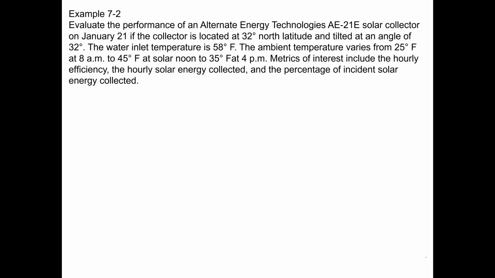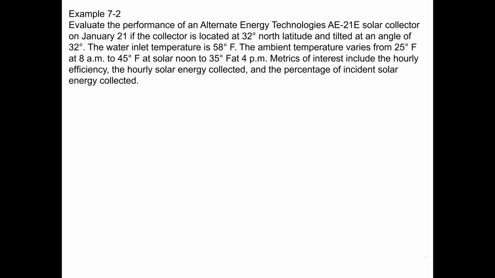It's written to evaluate the performance of an Alternate Energy Technologies AE21E solar collector on January 21st if the collector is located at 32 degrees north latitude and tilted at an angle of 32 degrees. The water inlet temperature is 58 Fahrenheit. The ambient temperature varies from 25 Fahrenheit at 8 a.m. to 45 Fahrenheit at solar noon, 35 Fahrenheit at 4 p.m. Metrics of interest include the hourly efficiency, the hourly solar energy collected, and the percentage of incident solar energy collected.